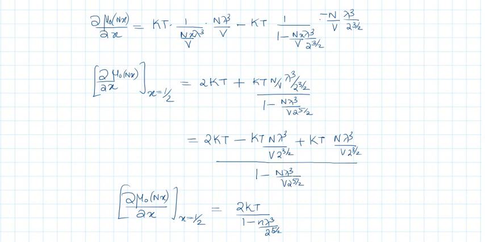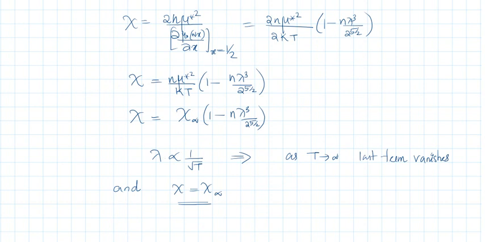So, susceptibility is 2nμ*² divided by ∂μ0(n_x)/∂x at x equal to half, and it is 2nμ*² divided by 2kT into 1 minus nλ³/2^{5/2}. 2 and 2 will cancel. nμ*²/kT into 1 minus nλ³/2^{5/2}. So chi is equal to chi infinity into 1 minus nλ³ divided by 2^{5/2}. Actually this is lambda, not chi.